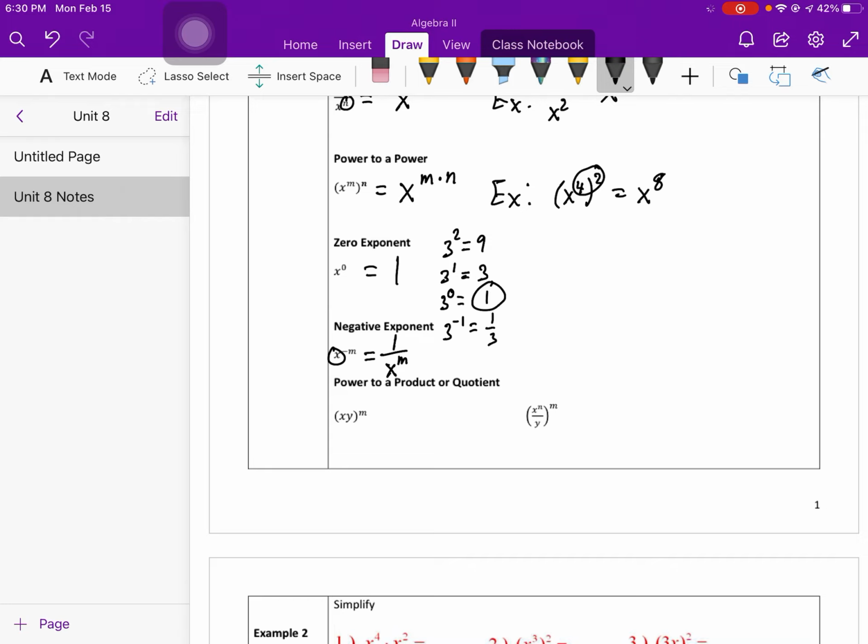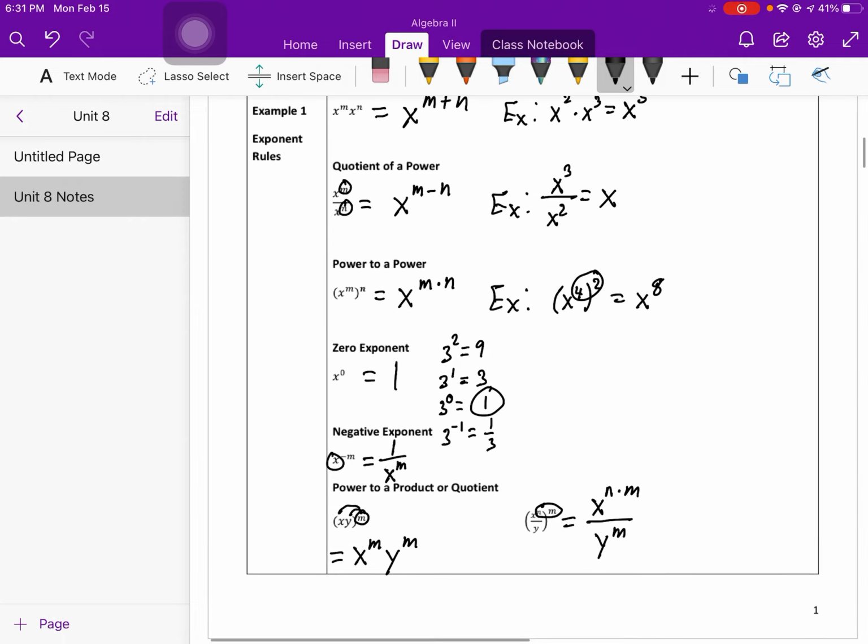And then the power to a product or quotient. So in this case, if you have more than one term inside of your parentheses, this exponent out here is affecting both of them. So it's almost like distributing. So this becomes x to the m, y to the m. We just attach m as the exponent to both of the terms inside. Same thing if you have division. The numerator becomes x to the, remember, since it's a power to a power, we multiply. So it's n times m, whatever that would be, over y to the mth power. Okay, so that's what that would look like.